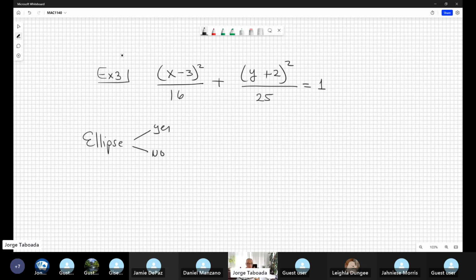And the reason is because it's x squared plus y squared. It doesn't matter that you're adding or subtracting inside the parentheses because it's just a translation. Cool. It's an ellipse. Is this ellipse already expressed in standard form, yes or no? In standard form. Yes or no?